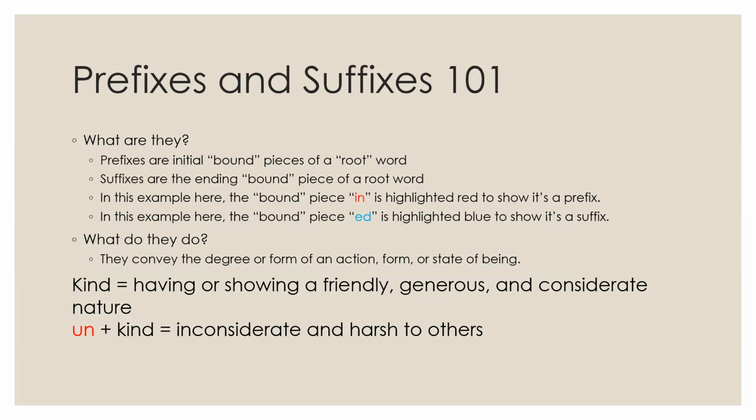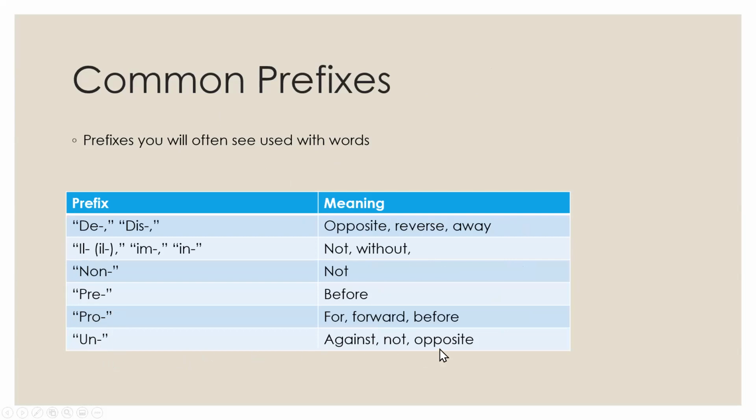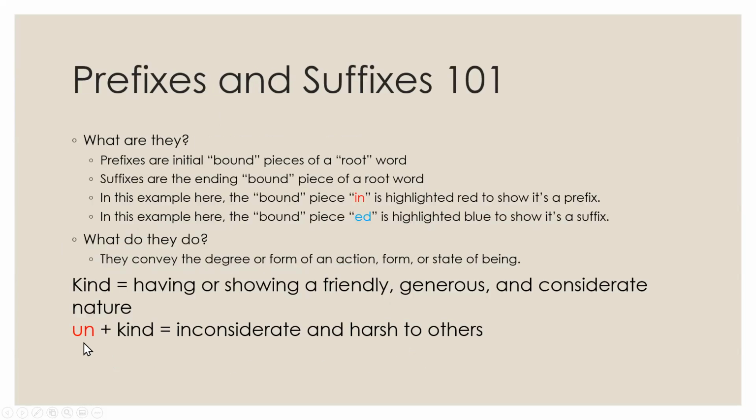So as stated before, prefixes are the initial bound pieces of a root word, and suffixes are the ending bound piece of a root word. In this example, we have the word kind, which means having or showing a friendly, generous, or considerate nature. And if we add the prefix un, it is highlighted to show this prefix that changes its form. If we go back to our last slide, un meaning against, not, opposite, we have unkind, saying it is inconsiderate and harsh to others.